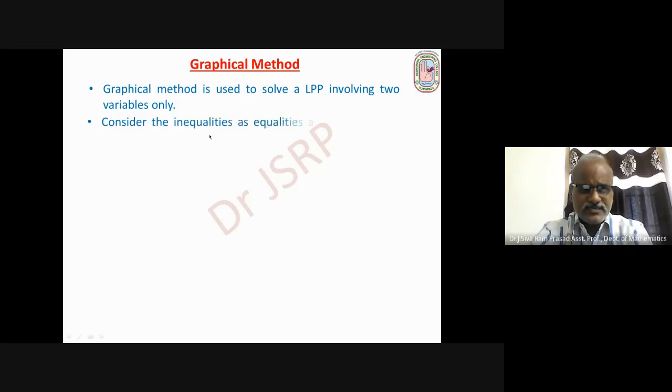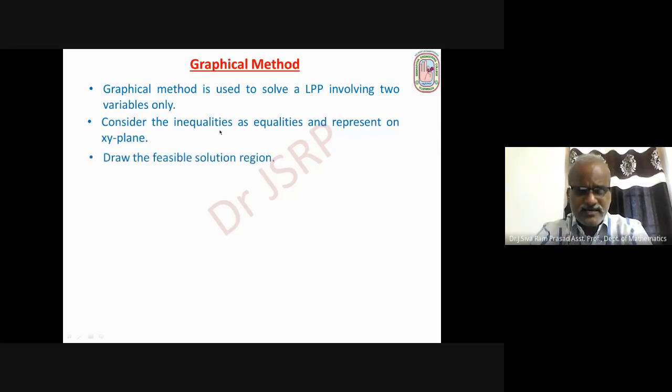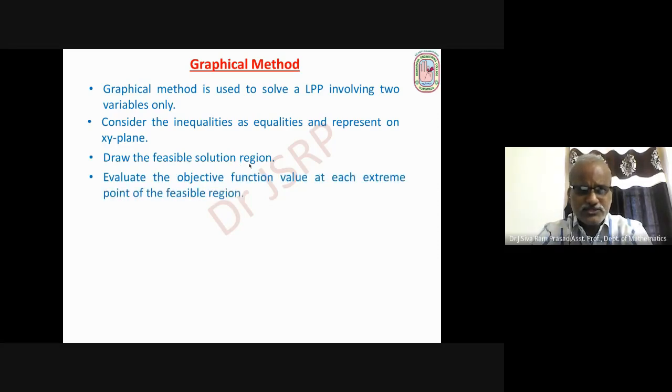First, we represent inequalities on a graph. For that, we consider inequalities as equalities and represent on XY plane. Then apply the inequality conditions. We draw regions and find common region, that is called as feasible solution region. So draw the feasible solution region. Then observe the extreme points or corner points of feasible solution region. At those points, evaluate the objective function value at each extreme point of the feasible region.